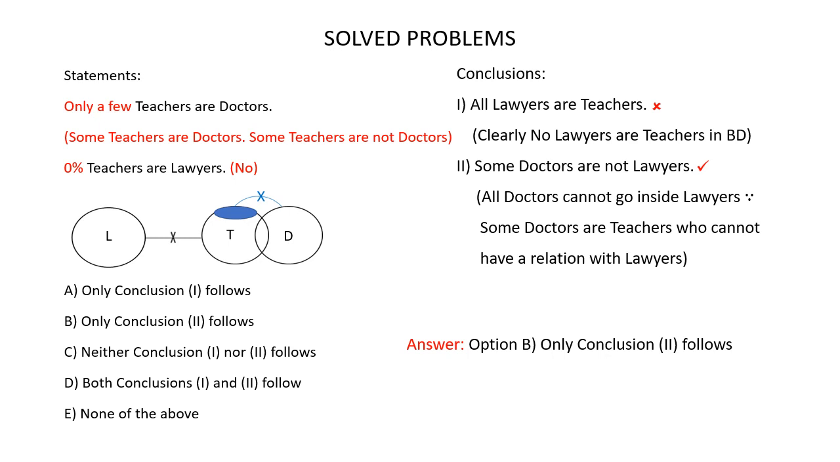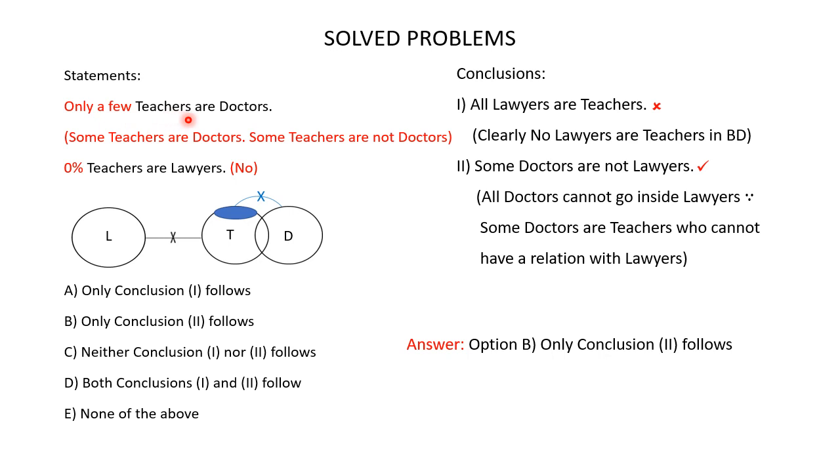In this question, you are given two statements and two conclusions. Let's find out which of these conclusions follow from the logic given in these statements. To do that, first you have to draw a Venn diagram for these statements. Now the statements are, only a few teachers are doctors. 0% teachers are lawyers. So let's draw a Venn diagram for these statements.